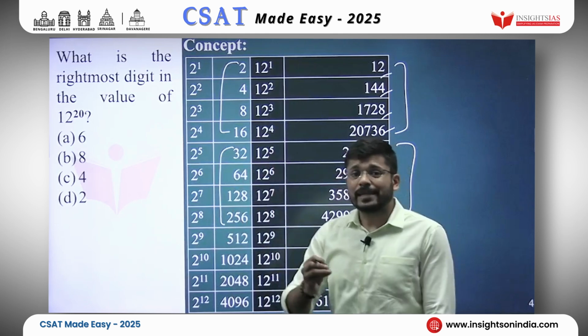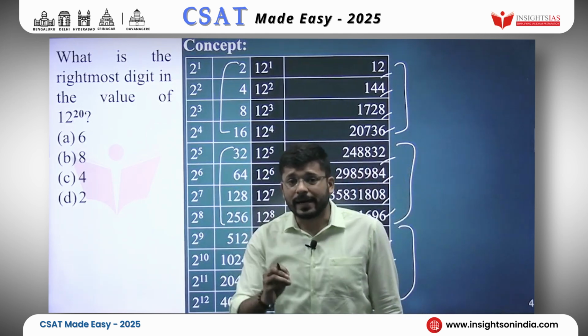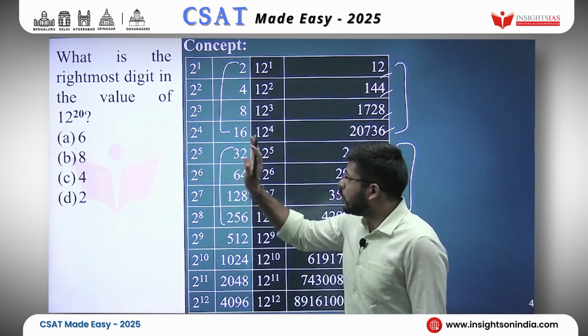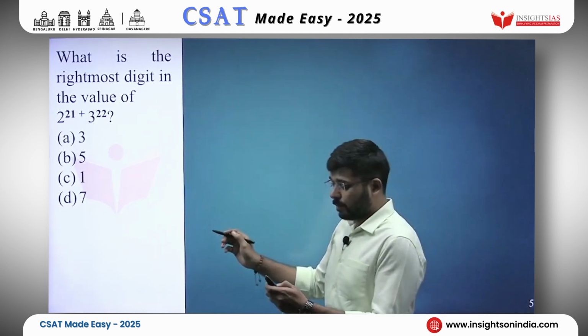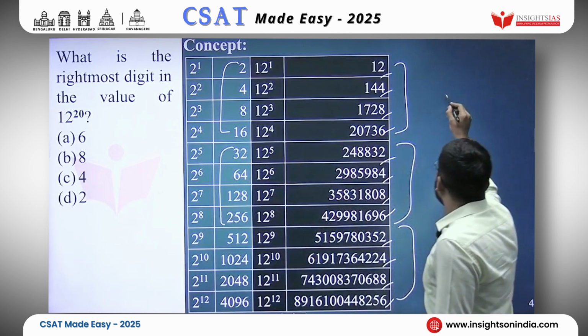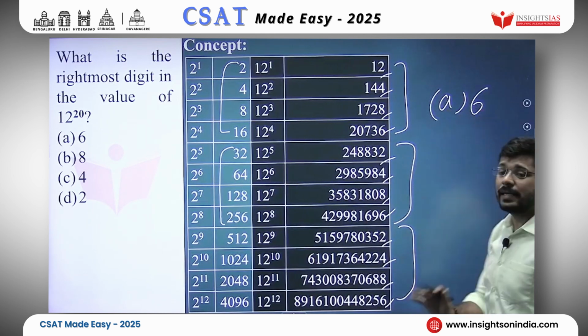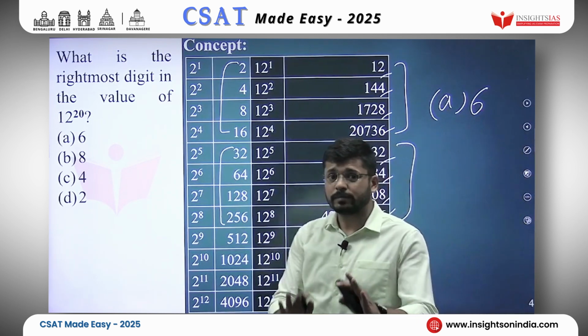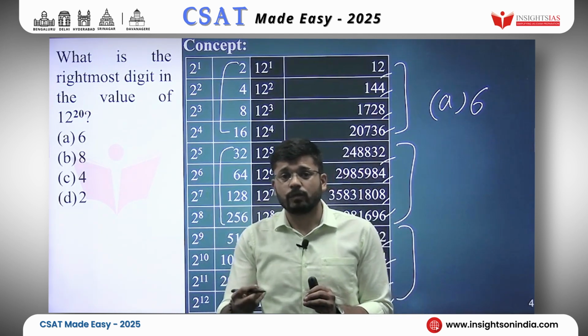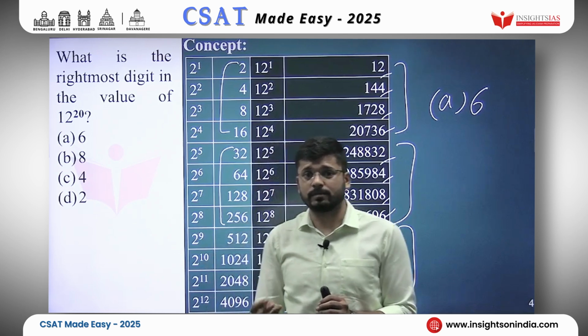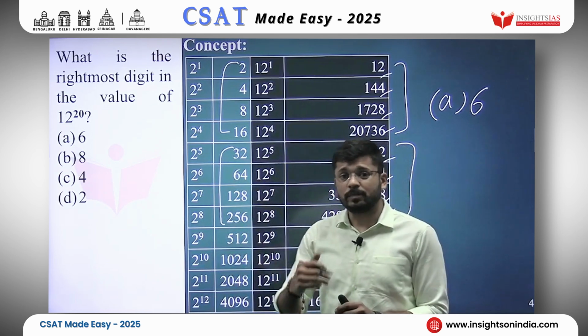So just like 2 to the power of 20 had a last digit of 6, 12 to the power of 20 will have the same last digit. So your answer would be option A, 6 again. Now you understood the concept of cyclicity of last digits of powers. Now let's look at the next question.